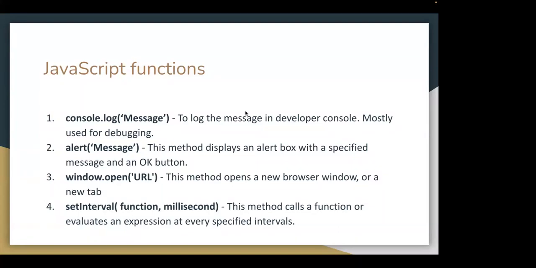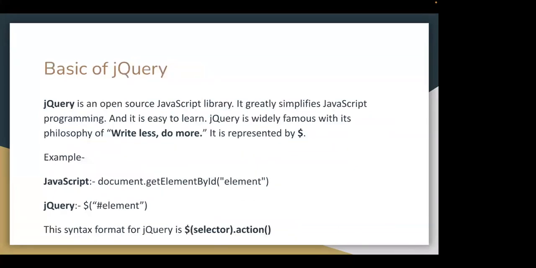So now I have introduced JavaScript. Now there is one more thing here, it is jQuery. JavaScript is the pure version, the vanilla JavaScript, which compared to other libraries and packages is a little bit hard. jQuery was introduced in 2006. jQuery is an open source JavaScript library. It greatly simplifies JavaScript programming, and it is easy to learn.